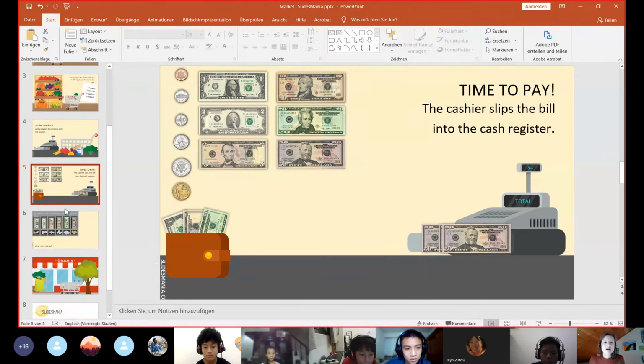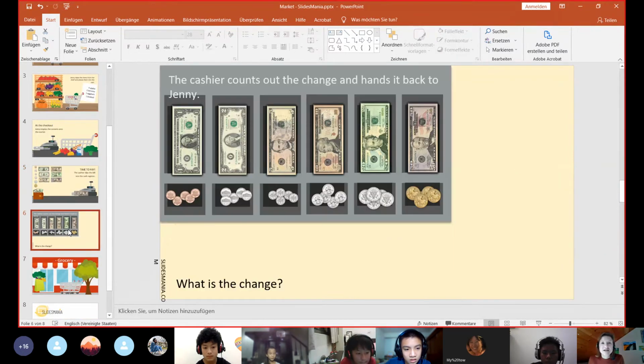Very good. Okay. And then what happens next? Ryan, could you please read this sentence? The cashier counts out the change and hands it back to Jenny. Very good. So, Dylan, what do you think? How much did it really cost? So Jenny paid $200. What do you think? What will be the change? How much?